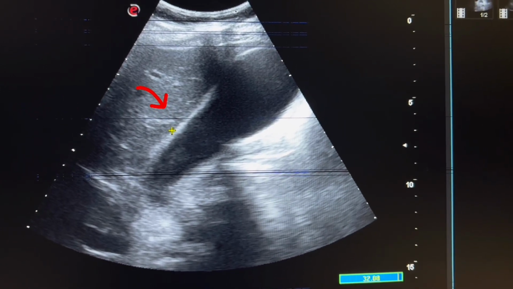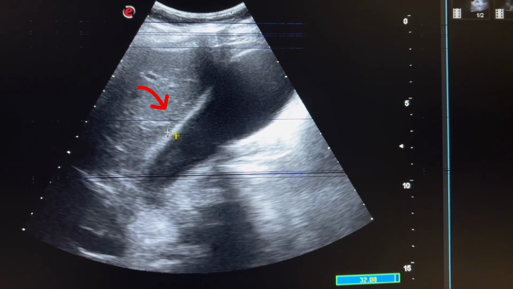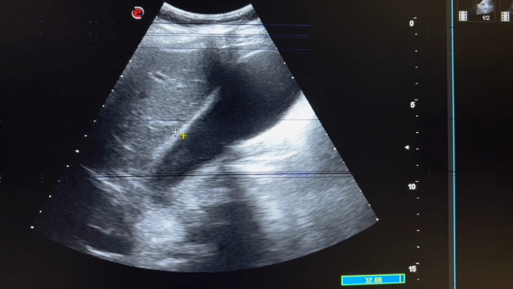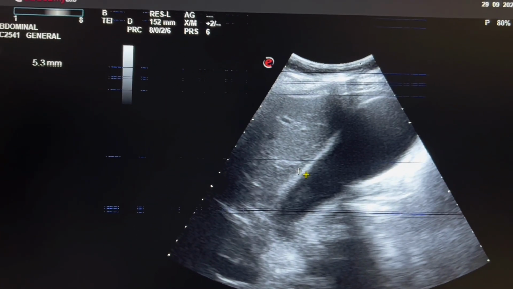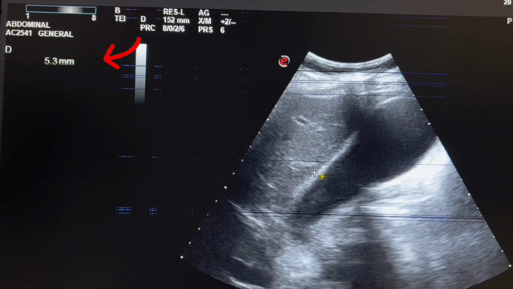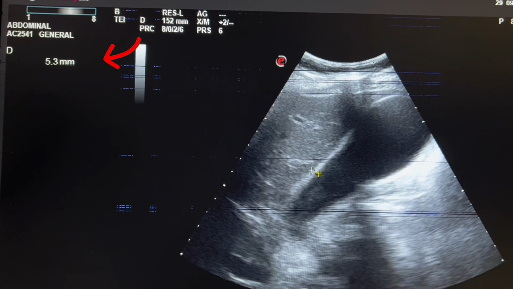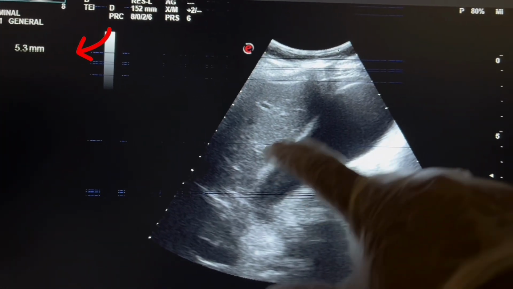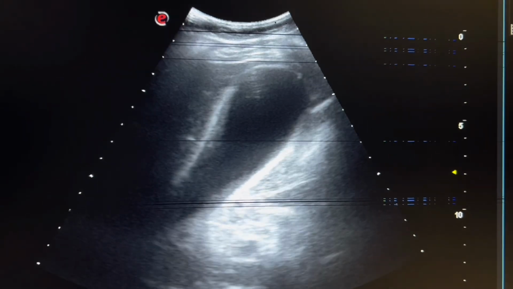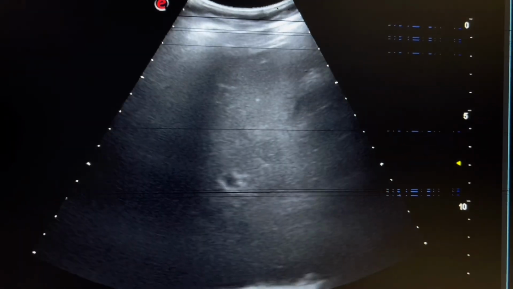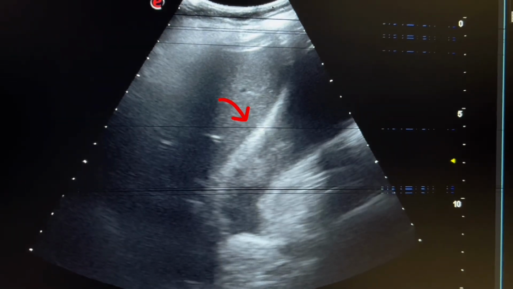Now we will measure the size of wall of gallbladder. The gallbladder wall is thickened, 5.3 millimeter. The normal size of gallbladder wall is up to 3 millimeter. No pericholecystic fluid present.